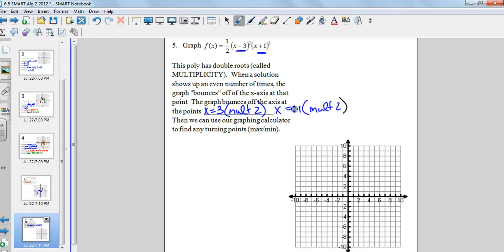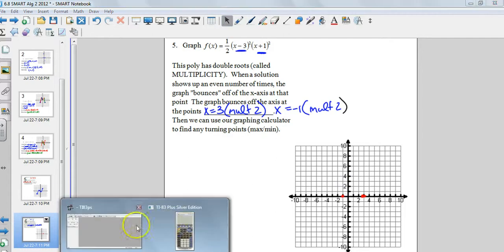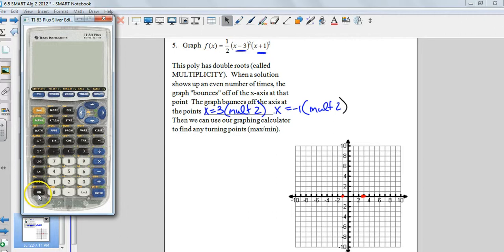So anytime you end up with multiplicity that's an even number, so it shows up twice or 4 times or 6 times, the graph is actually going to bounce off the x-axis at that point. So I'm still going to draw a point at x equals 3 and -1, but I just have to remind myself that when I graph this, instead of crossing, he's going to simply bounce off like he's a rubber ball. So let's go to our graphing calculator and verify that that is what happens.